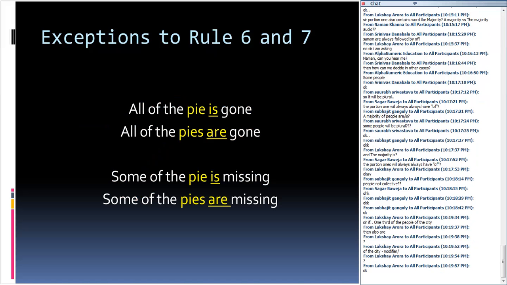So let's see. All of the pie is gone. All portion बताता है. Pie singular, so singular verb. All of the pies are gone. Pies is plural, so you have plural verb. Some of the pie is missing. Pie is singular, singular verb is. Some of the pies are missing because pies plural है.